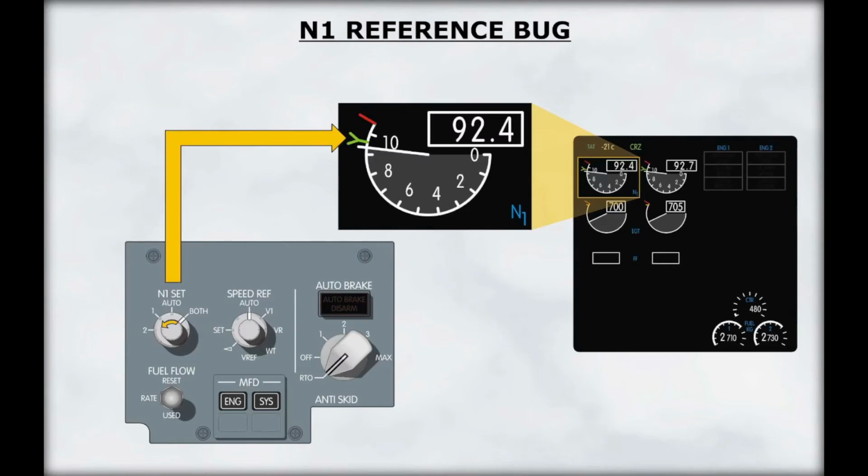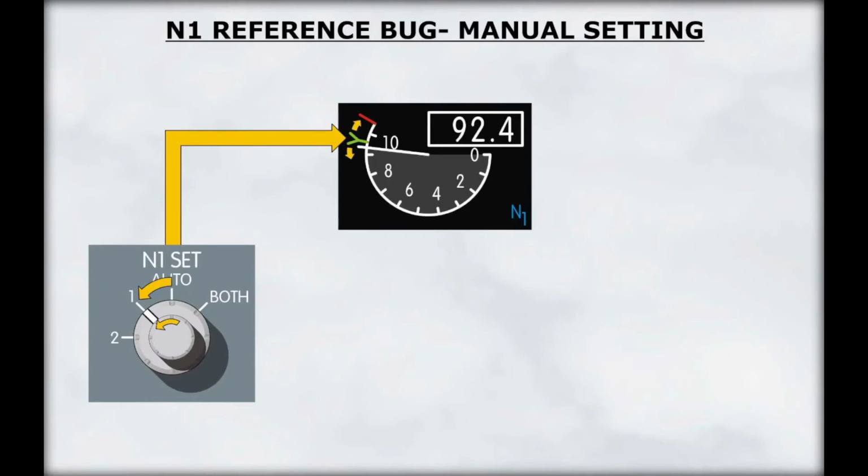A small knob is located on the center forward panel. If the N1 set knob is placed in the both position, the indicator is disconnected from the FMC and the position of the reference bug is set manually by rotating the inner knob. Selecting either position 1 or 2 enables the crew to set the reference N1 for each engine individually.